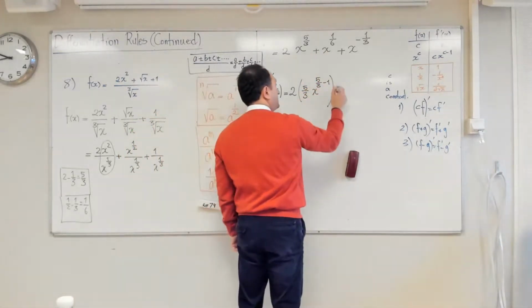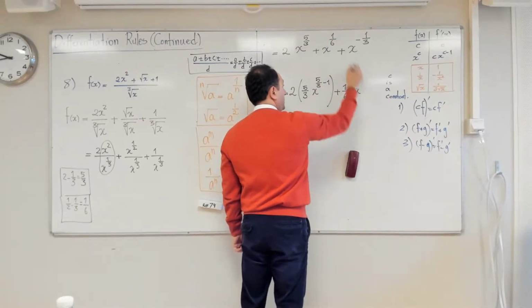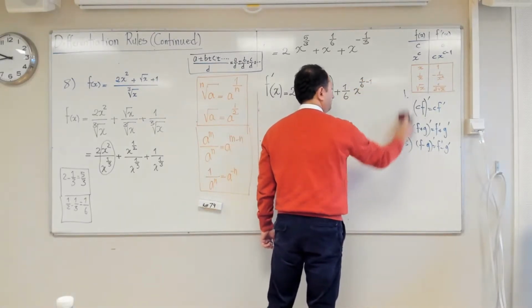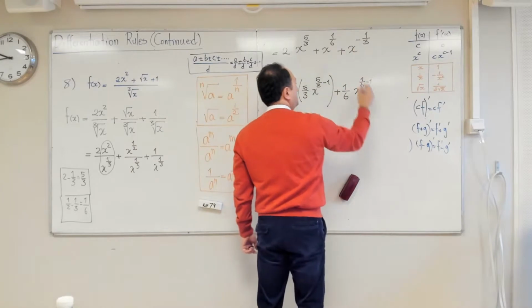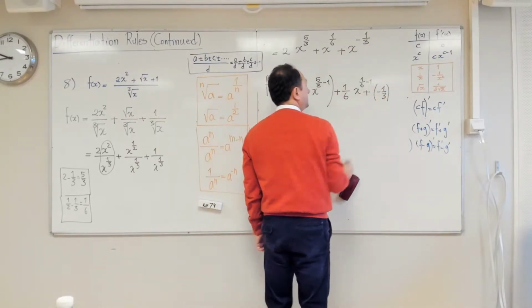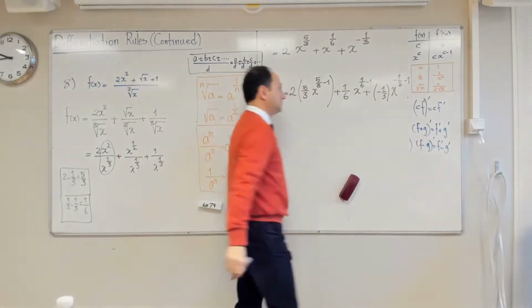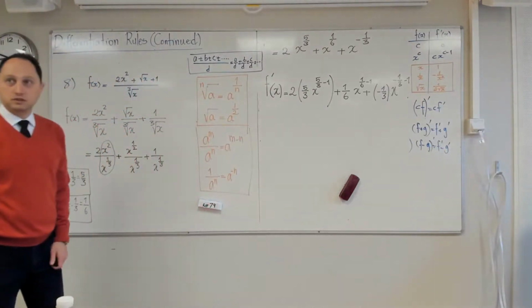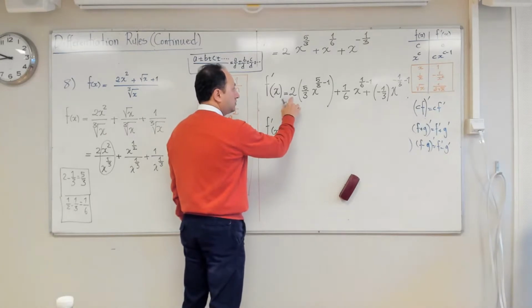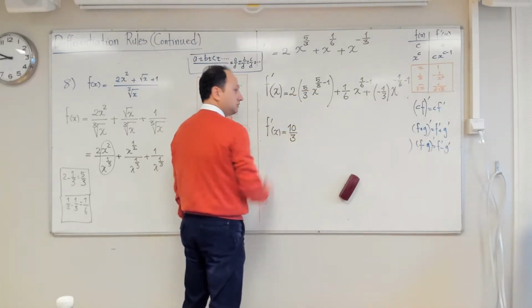Okay, and then what happens here? 1 over 6 goes down. And then you write 1 over 6 minus 1. So if you don't mind, let me clean this. And then here, plus minus 1 over 3 goes down. And x to power minus 1 over 3 minus 1. And then let us simplify this a little bit more. 2 multiplied by 5 over 3 is 10 over 3.